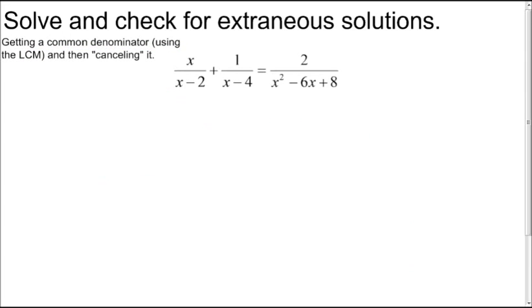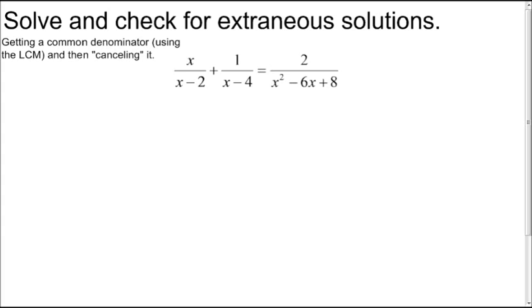Okay, here we are on the 4th example, where we're going to solve and check for extraneous solutions in a rational equation. Again, I'm going to try to use the technique of getting a common denominator via the LCM and then canceling it out. It almost looks like magic when I cancel it out if you saw the last example, but it's pretty powerful stuff if you can realize what's going on behind the scenes.